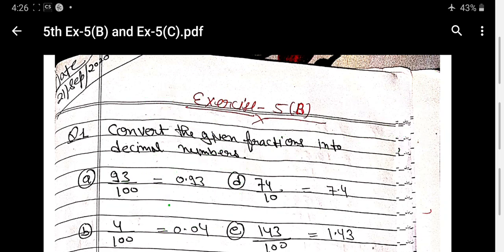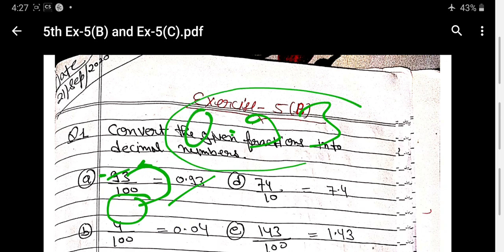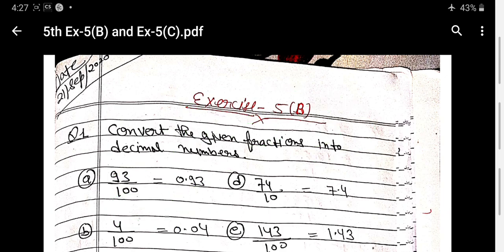So what is the answer? The answer is 0.93. How does the answer come? These two zeros are there from the back side. We count two digits, one digit, two digits, and put the decimal here. It becomes .93, but we never write the decimal alone, so we have to write 0 from our side. So the answer is 0.93.